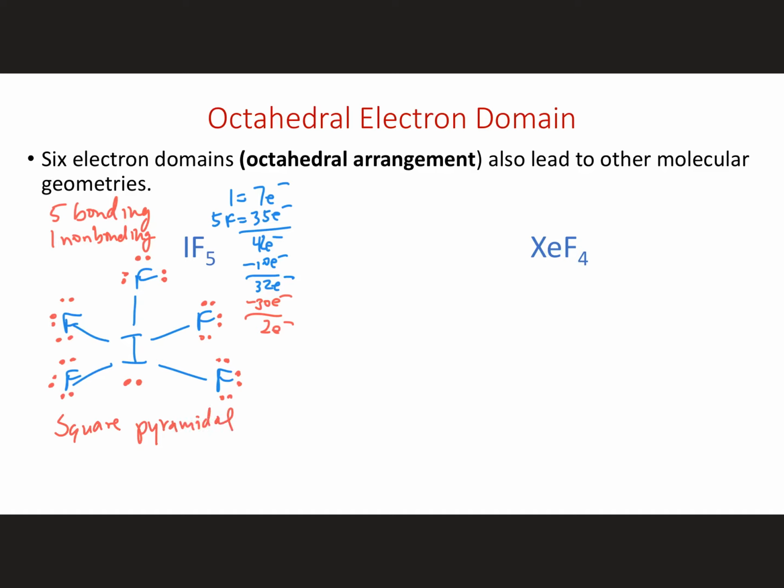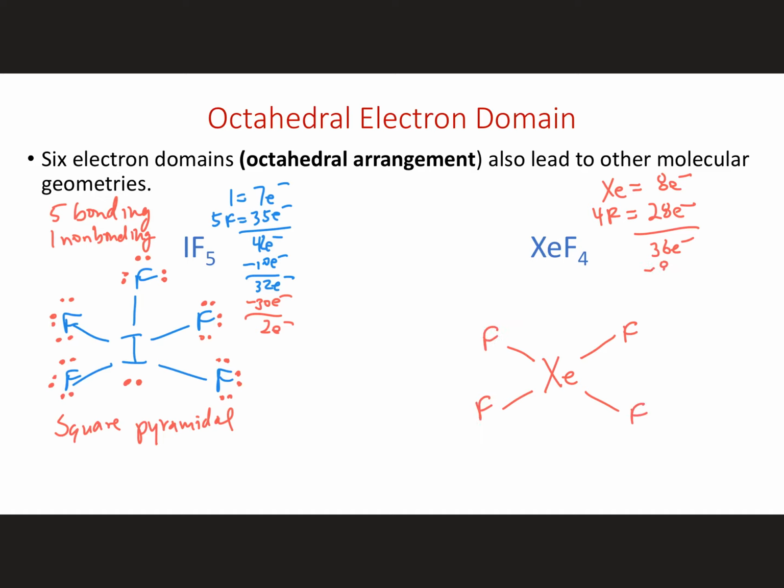For xenon tetrafluoride, xenon is a noble gas with 8 electrons, and 4 fluorines have 7 electrons each. That's 28 electrons from the fluorine, for a total of 36 electrons. Xenon in the middle, 1, 2, 3, 4, 5, 6, 7, 8.